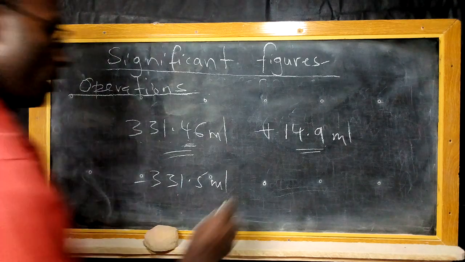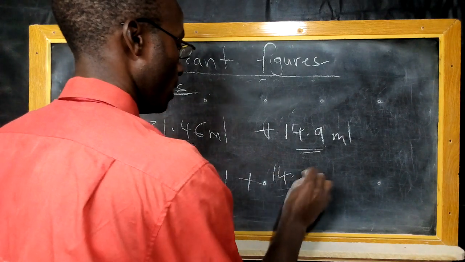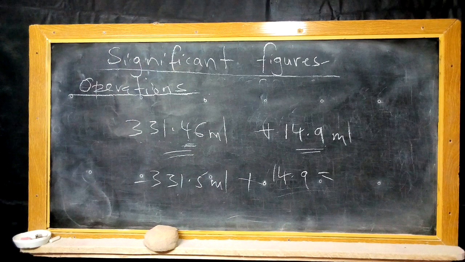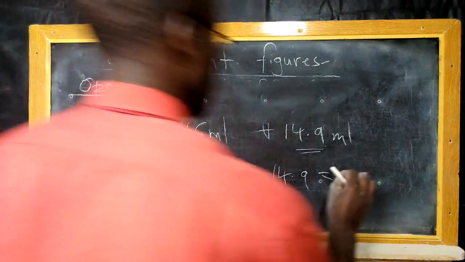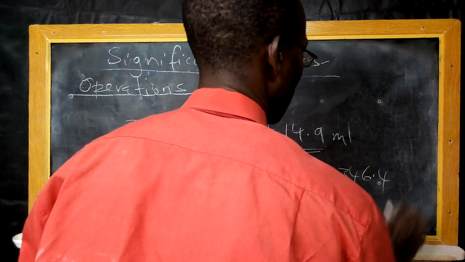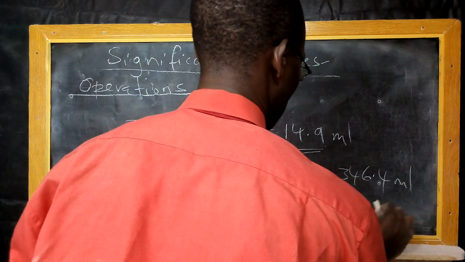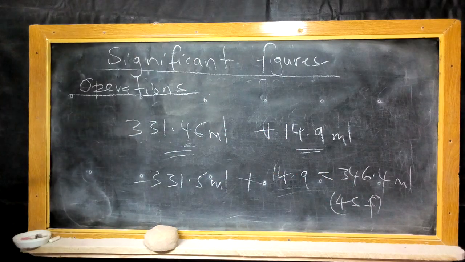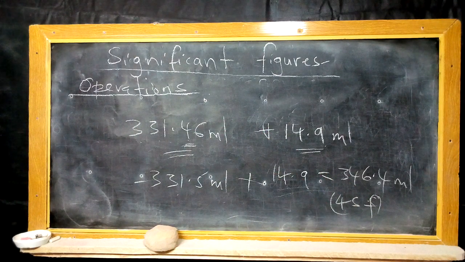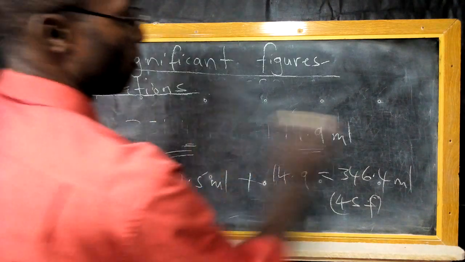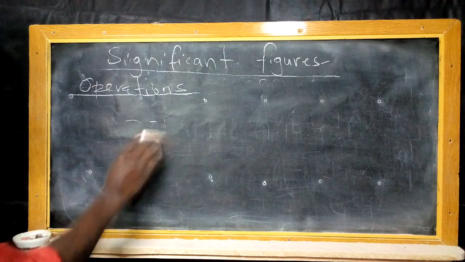So we add 14.9, and then we'll find the answer to be 346.4 milliliters. 1, 2, 3, 4. So to 4 significant figures. So that is the final measurement that we're going to get. And let's try to consider a second aspect, whereby we measure the temperature.